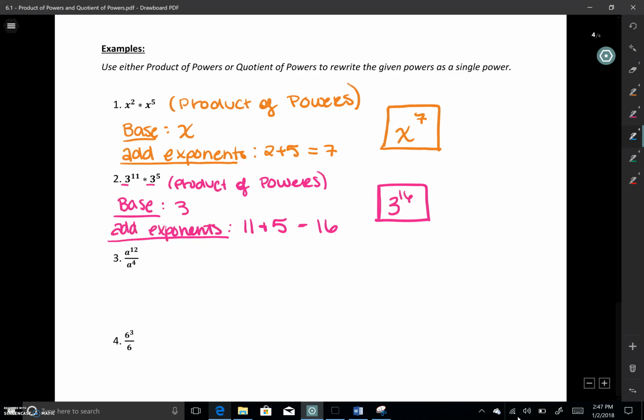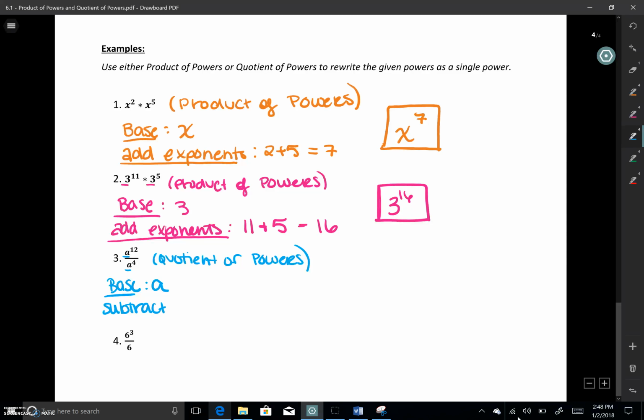When I move on to number 3, this is going to be quotient of powers because it's division. My bases are the same in both the numerator and the denominator. I have a. And so I'm going to subtract my exponents. And I will be doing 12 minus 4, which equals 8. So I keep my base. Let me try that again. I keep my base, which is a, and I add my new exponent, which is 8, a to the 8th.